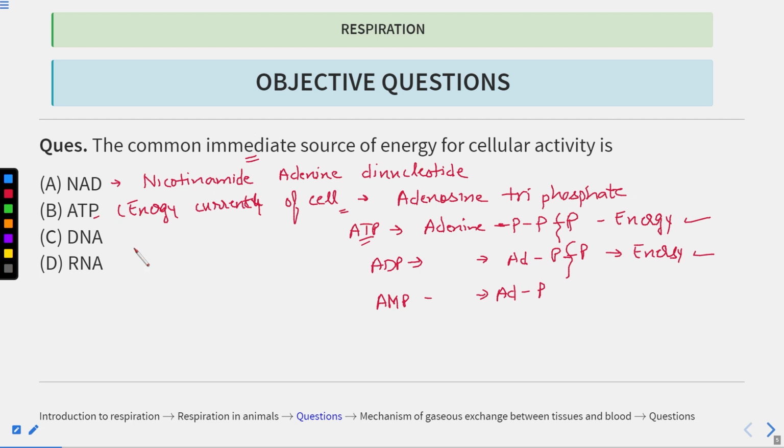So what are DNA and RNA? DNA is deoxyribose nucleic acid, whereas RNA is ribose nucleic acid. There is a slight difference between DNA and RNA.